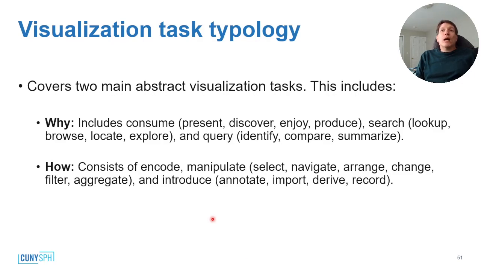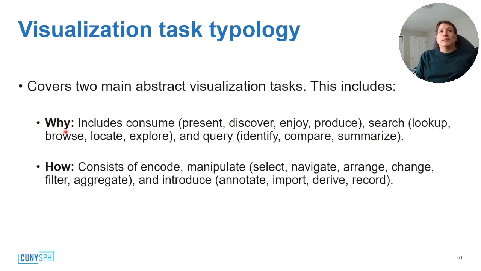Then the first, why, consists of discover, enjoy, produce, search, look up, browse, locate, explore, and query, identify, compare, and summarize. Yes, you are looking for some meaning, and you are trying to establish just that value and look for that value and understand why.